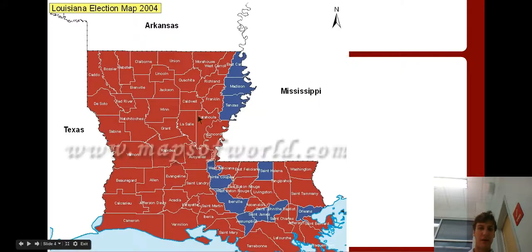This next map is a map of the Louisiana election of 2004. This map, you've got all the different parishes and how they voted, but this map is missing something very key for our understanding of what's actually happening in this map. I want you to think about what it's missing.